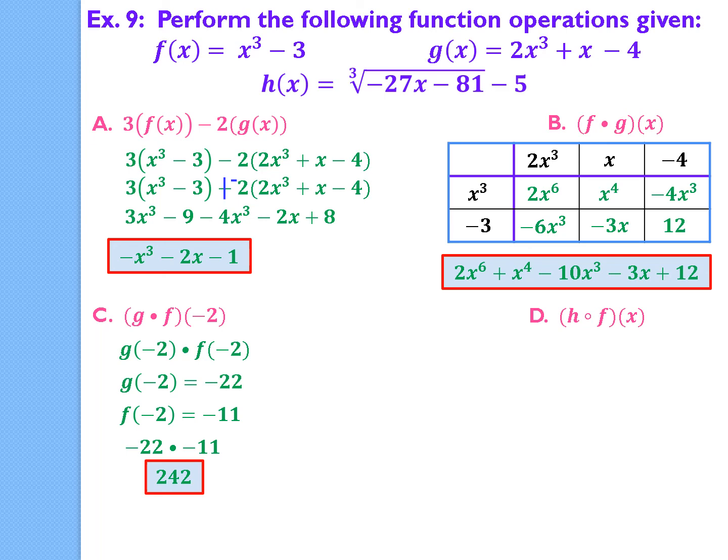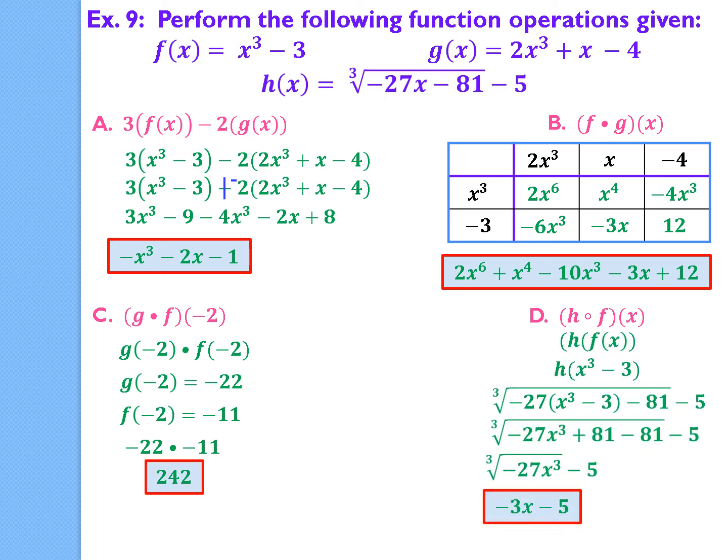Now, with part D, closed circles, if you remember, mean multiplication. Open circles mean compositions. So this means I'm going to do h of f of x. Now, me personally, I'm not a big fan of this notation for compositions, so I always change it to be h(f(x)), where f(x) is in parentheses. And then f(x) is x³ − 3. So anywhere I see an x in h, I'm going to replace that x with x³ − 3. So I have −27 times (x³ − 3) minus 81, the cube root of that, and then minus 5.